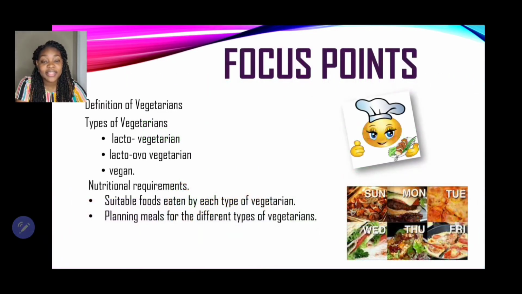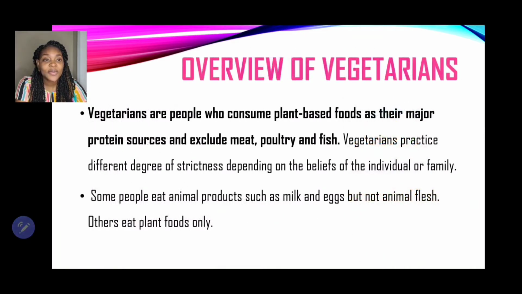So, we'll be looking at a definition of vegetarians, the different types of vegetarians, namely lacto-vegetarians, lacto-ovo-vegetarians, and also vegans. And we'll explore their nutritional requirements as well as suitable foods eaten by each vegetarian. And also we'll look at some sample menus suited for different types of vegetarians. Now let's get started, and we're kicking things off with an overview of vegetarians.